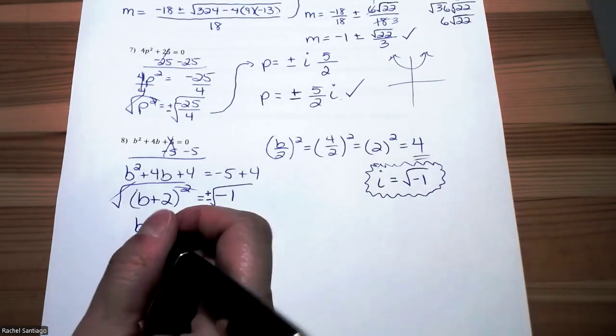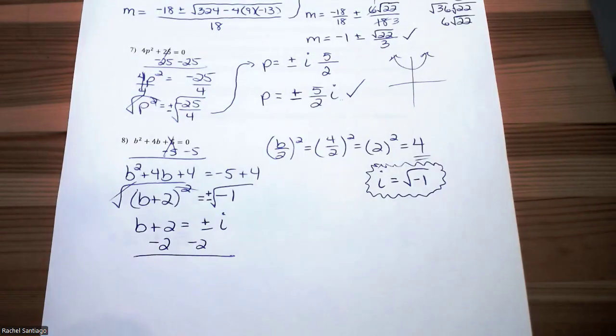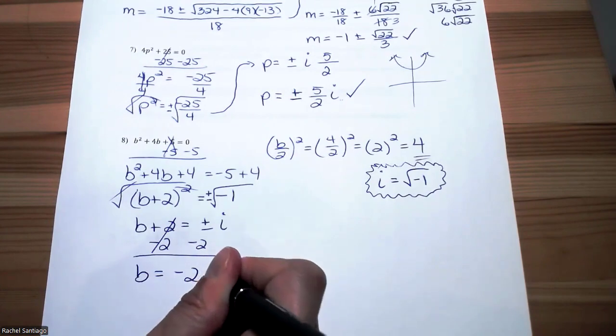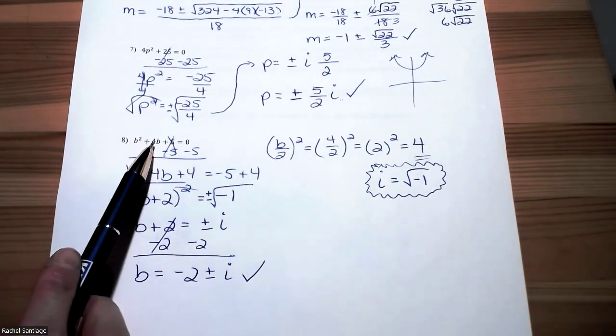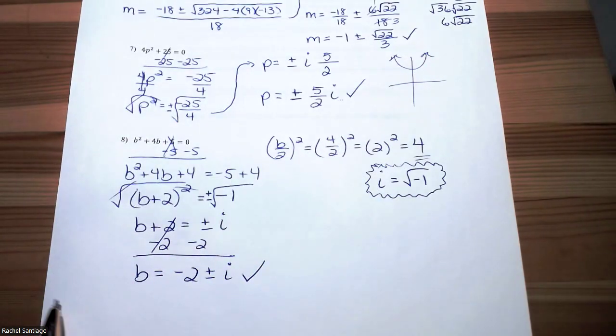Cool. One final step, we need to isolate b. So we bring 2 over by subtracting it. And our final answer is b is equal to negative 2 plus or minus i. A plus or minus bi form. This is perfect. Those are your solutions. Again, if you were to graph this, it would be floating above the x-axis somewhere where the roots are imaginary. And that, again, is totally okay. And with that being shown, you're ready to practice solving quadratic equations.